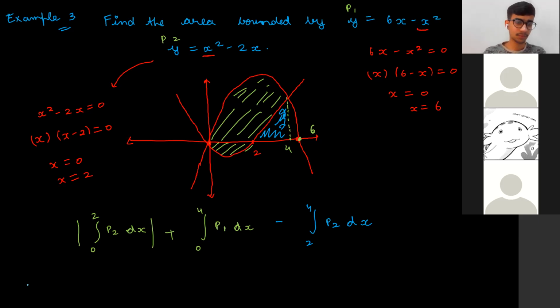Okay. So after this, you just put the values of parabola 2 minus parabola 1 in terms of x. That means put that as it is and just calculate the integrals. You'll get your area. So the final answer for this question is 64 by 3. Whenever you solve this, you'll get this area to be 64 by 3 square units.